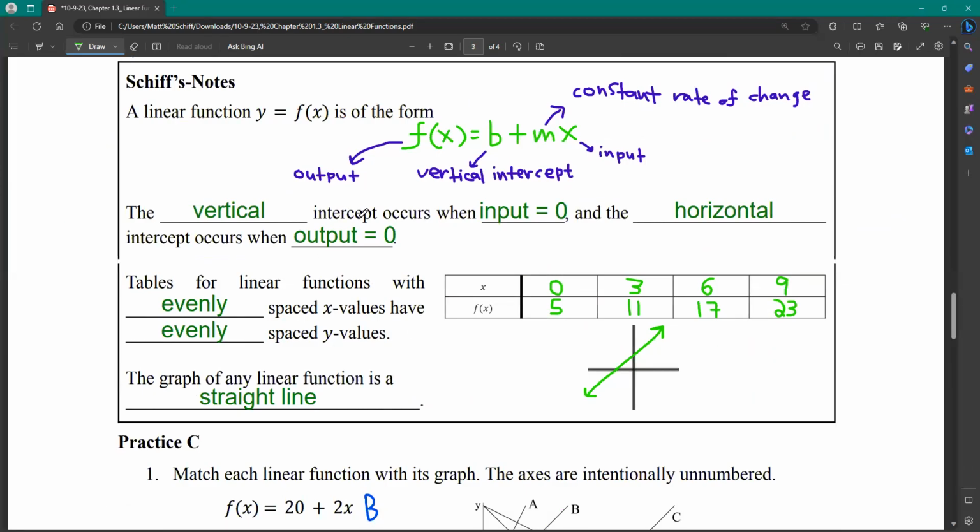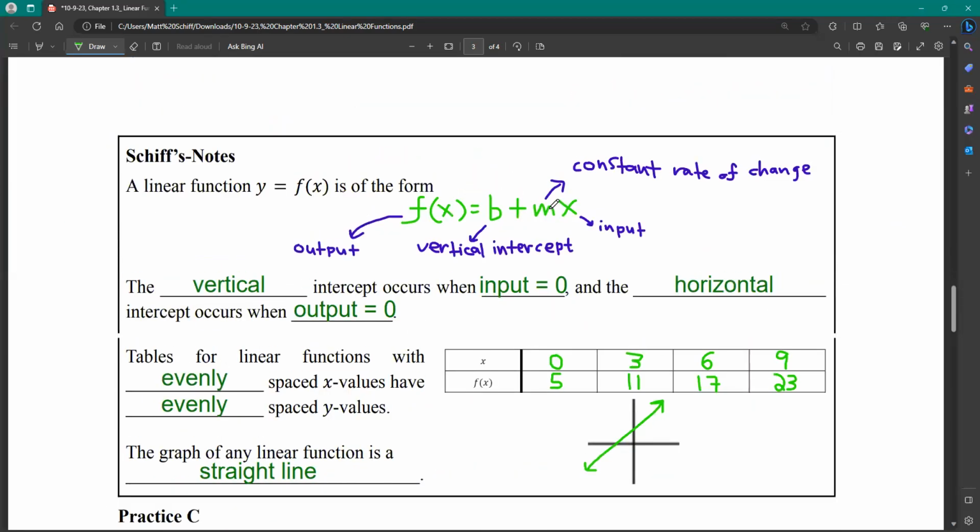So for our summary, we defined what a linear function looks like and what different parts mean. So in general, you have f of x equals b plus mx. b is the vertical intercept. It occurs when the input equals 0. It's that starting value. Of course, the input is x, let's say. The output is f of x. The coefficient of x is m. You may know it as slope, but in pre-calc, we'll call it the constant rate of change. So we define the vertical intercept as when the input is 0. The horizontal intercept is when the output is 0.